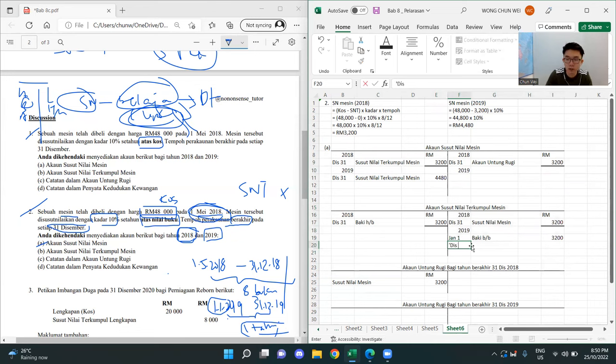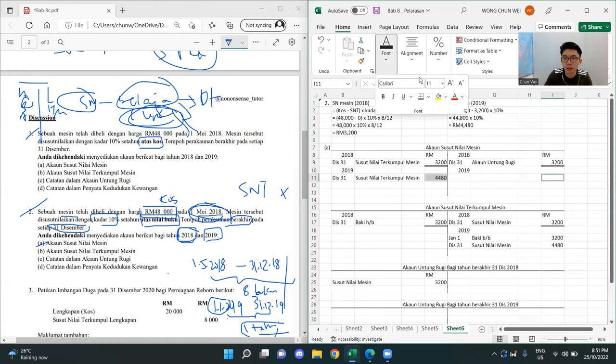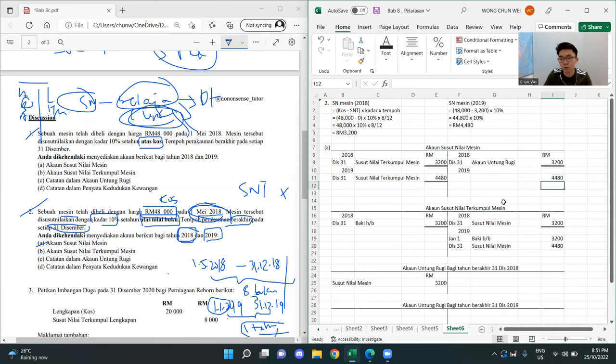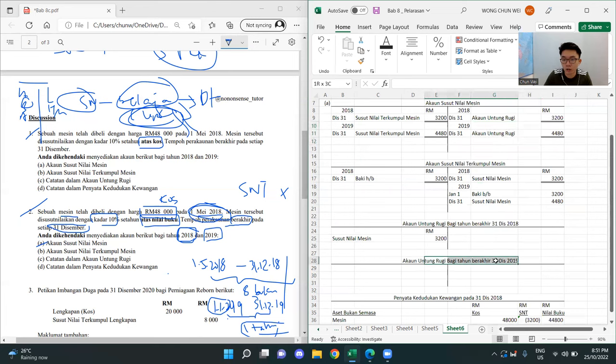So here, December 31st. Alright, from where? From Susut Nilai Mesin. Okay, how much? 4,480. Okay, so that's it. So once done, you already debit and credit, then same thing, tutup again. So 4,480. Okay, send to your account untung rugi. So December 31st. So in your credit, maksudnya you have to buka your account untung rugi bagi tahun berakhir 31 Disember 2019, and debit side. Got Susut Nilai Mesin. Why is it on the debit side? Because this is a belanja. If it is a belanja, it will be in the debit side of your account. So how much? 4,480.